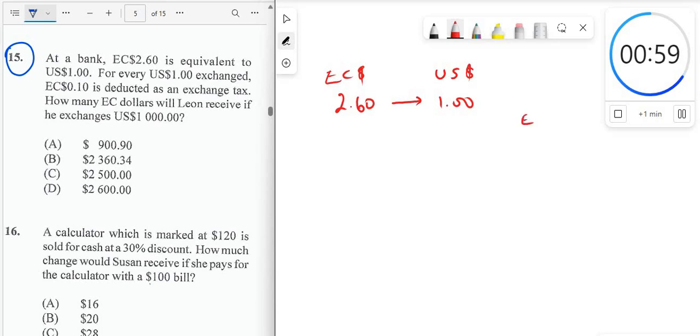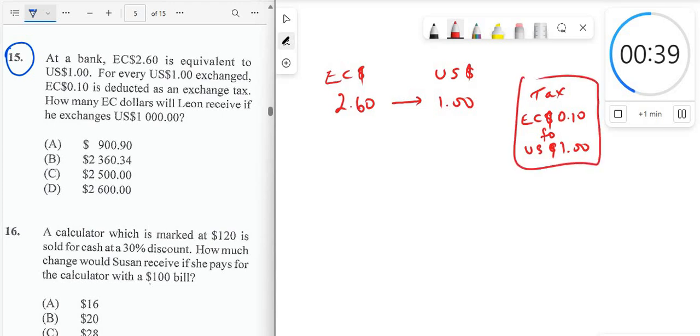All right, we have EC 10 cents deducted for every US dollar that you exchange. That's the exchange tax, right? This is the tax that comes out. Every US dollar you exchange to EC, you get 10 cents deducted from your change. How many EC dollars will Leon receive if he exchanges 1,000?